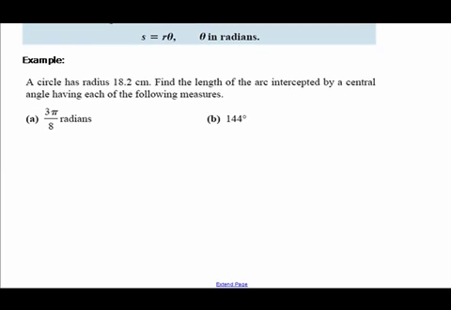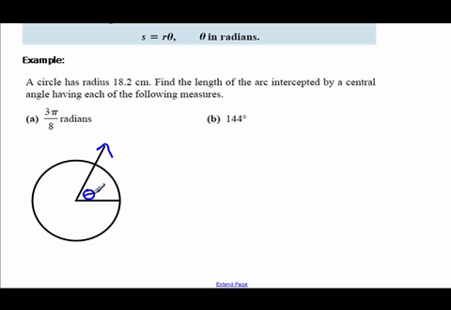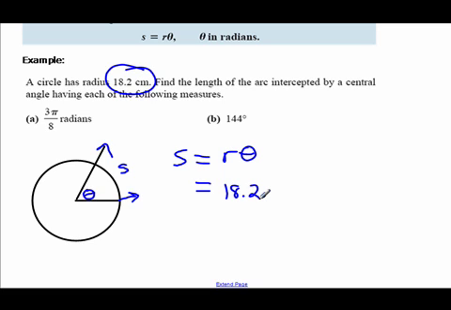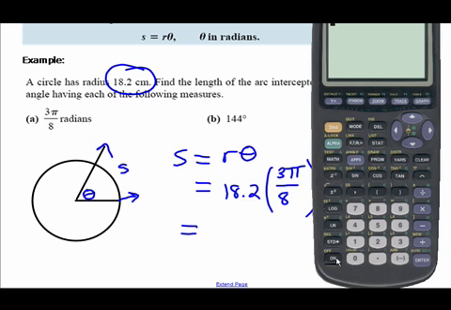So again, let's just draw a small diagram as to what's going on. We're told that the radius of this circle is 18.2 centimeters. And the angle in question ends up being 3/8 pi radians. So imagine this angle theta being 3 pi over 8, and we want to figure out that arc length, S. So part A, we know that S is equal to R times theta. So really all we have to do for part A is take the radius, which is 18.2 centimeters, and multiply that by 3 pi over 8. Now when we take 18.2 times 3/8, don't worry about the pi quite yet.